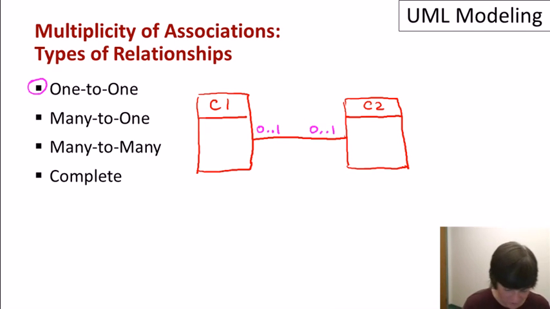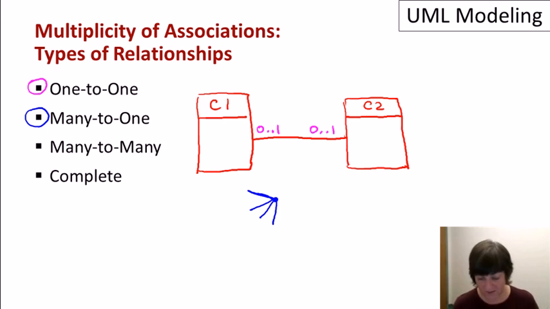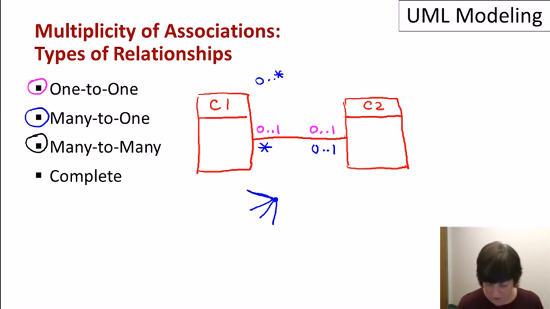Let's see if I can use some colors here. So what about many-to-one? Many-to-one says that we can have many elements of C1 related to an element of C2, but each element of C2 will be related to at most one element of C1. So in that case, we still have a 0..1 on the right side, indicating that each C1 object is related to at most one object of C2, but we have the star on the left-hand side, indicating that C2 objects can be related to any number of C1 objects. And as a reminder, star is an abbreviation for 0..star. Many-to-many has no restrictions on the relationship, so that would be a star on both sides.